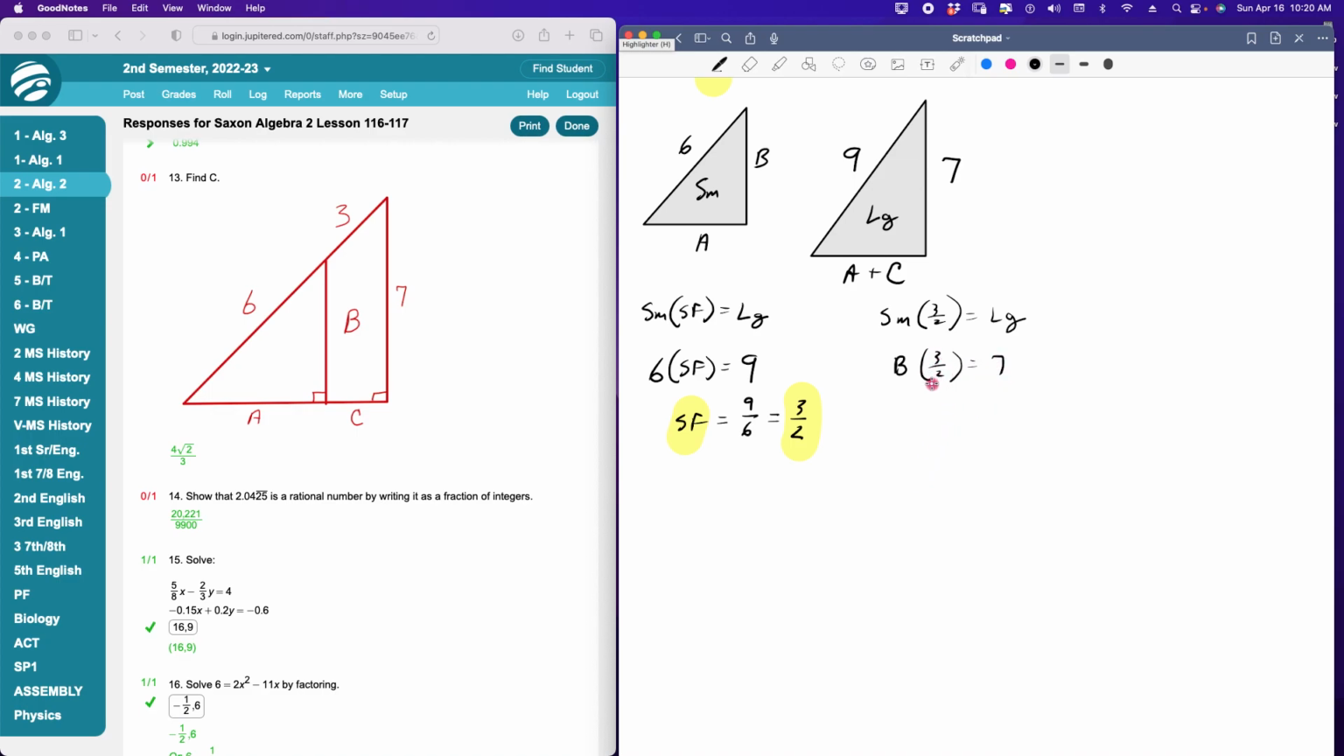Well, to get rid of a fraction times a variable, we multiply by the reciprocal, right? But we got to do that on both sides. So 2's would cancel, 3's would cancel. 2 times 3 and 3 times 2 would be 6 over 6. So it'd be 1 anyway. So you have b is equal to 14 over 3. That is the value of b. So I am going to erase this, and I'm going to put 14 over 3 right here.